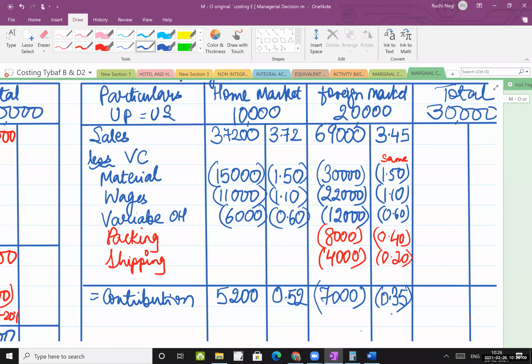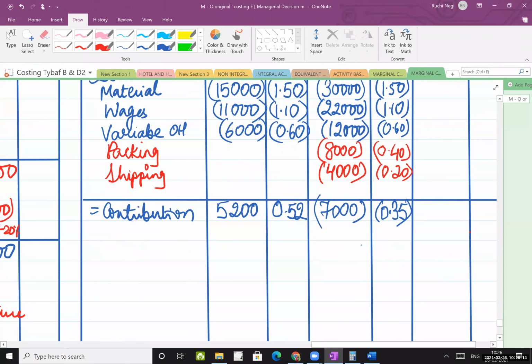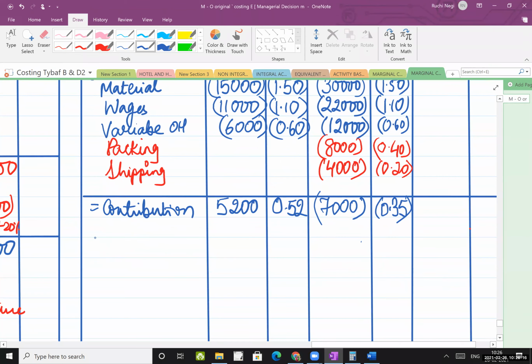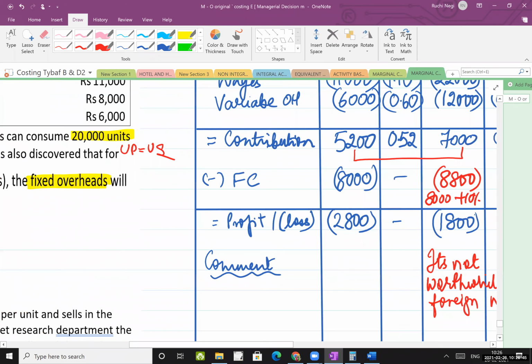Is it clear till here? यहाँ तक समझ में आया? Next क्या आएगा? Fixed cost. Fixed cost is not going to change. That was 8,000 only. So 8,000. ठीक है? Here it will be 8,800. No, they said it's not changing na? Up to 20,000 units. That's the difference in the earlier sum.